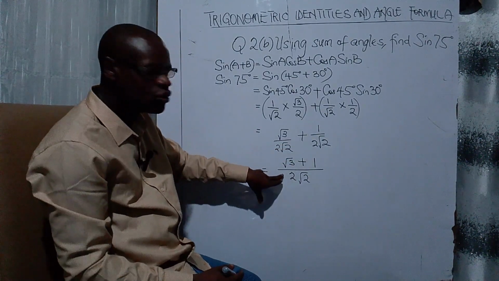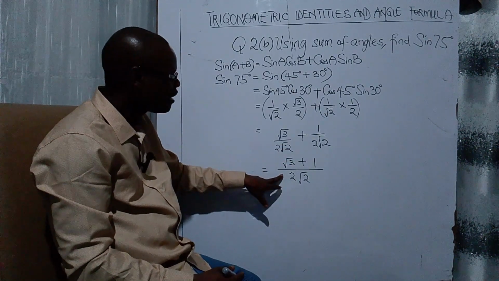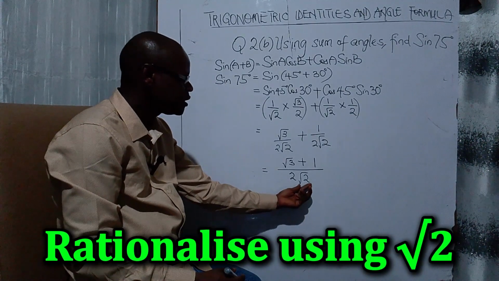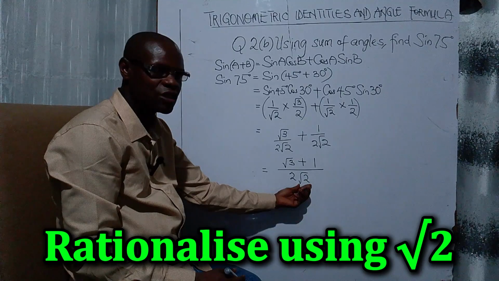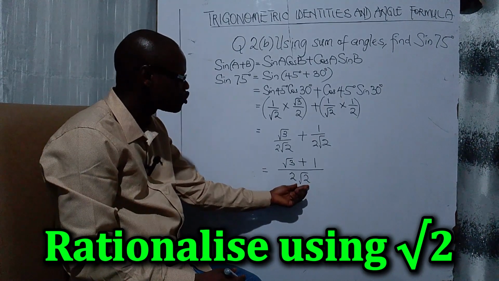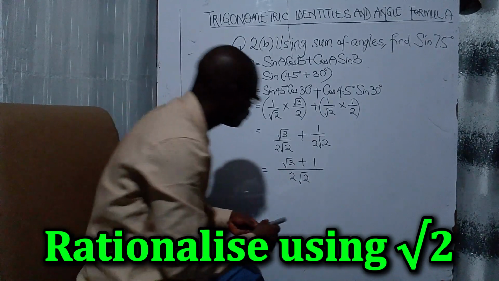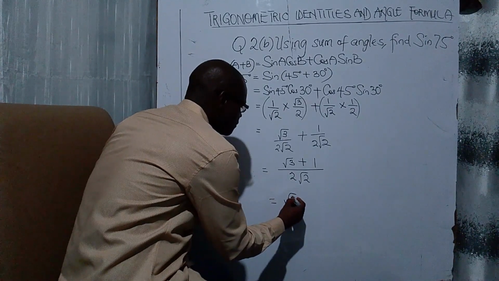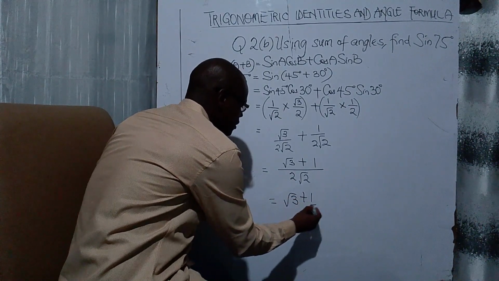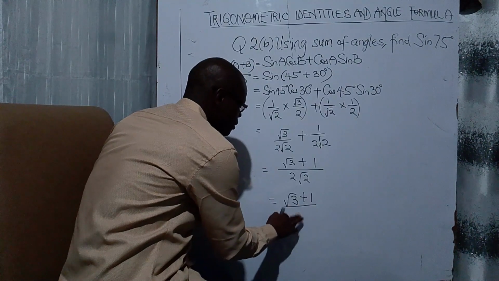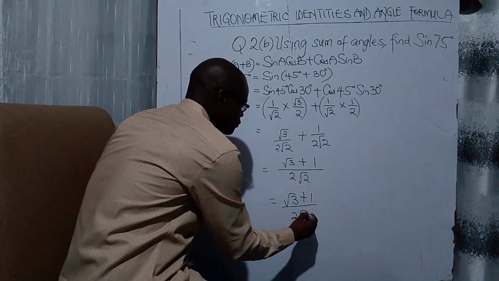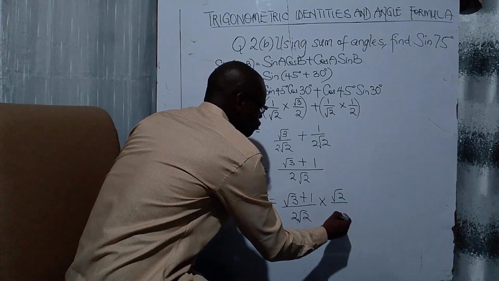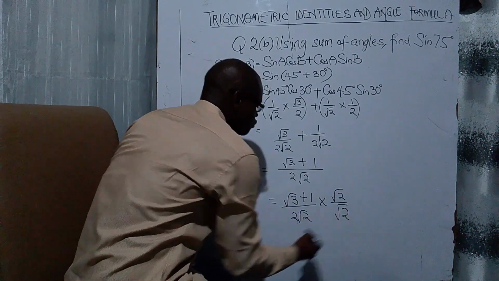Now we cannot leave our answer like this. We have to rationalize the denominator. We do not want to see this irrational number here. So we have to rationalize this denominator. And for us to do that, what we just have is that we have root 3 plus 1 over 2 root 2 multiplied by root 2 all over root 2.